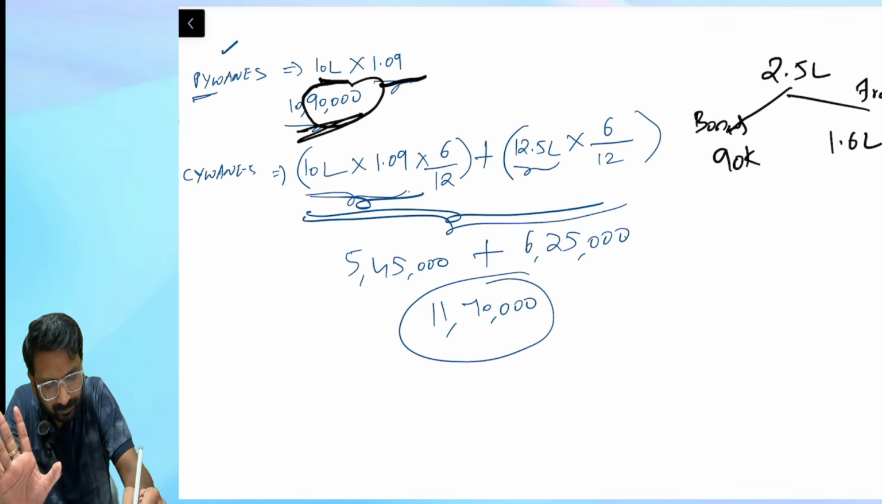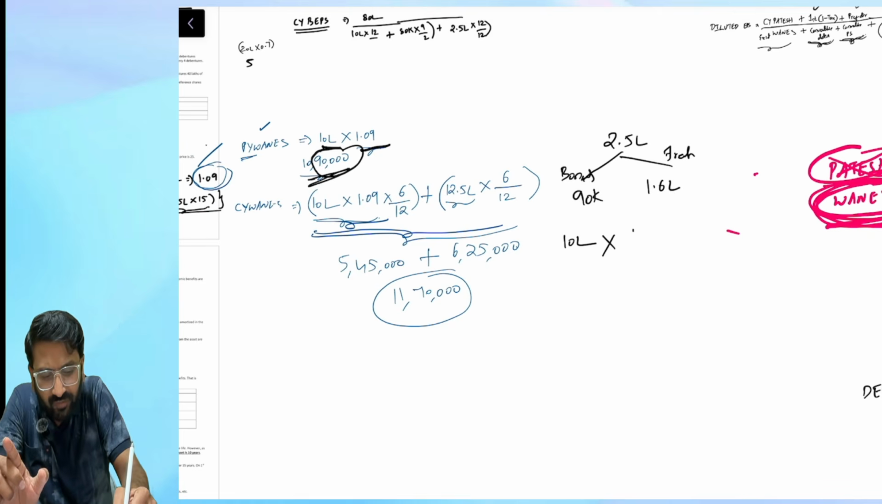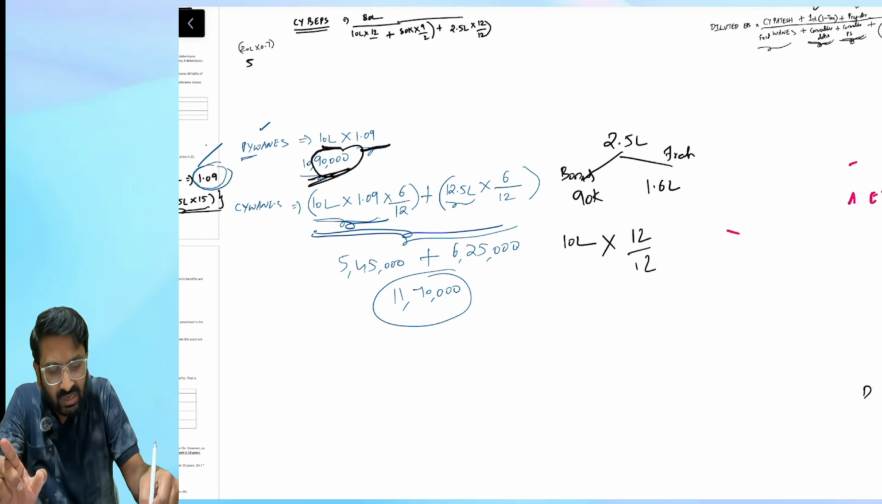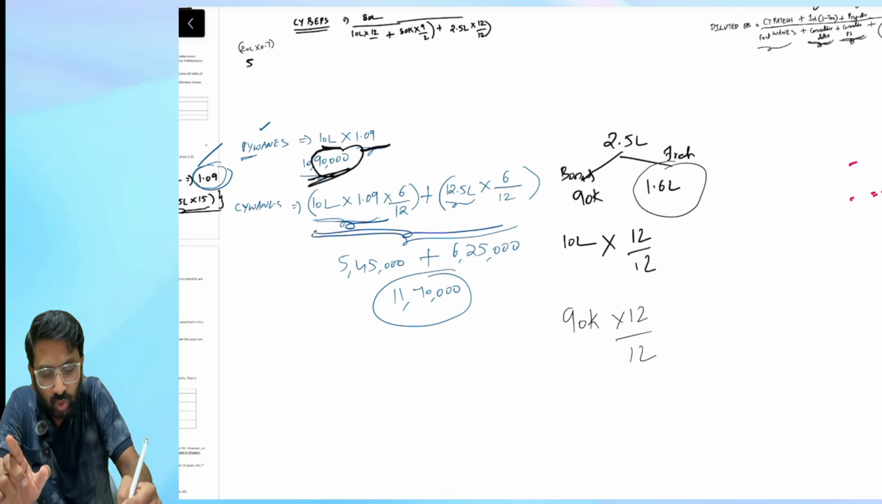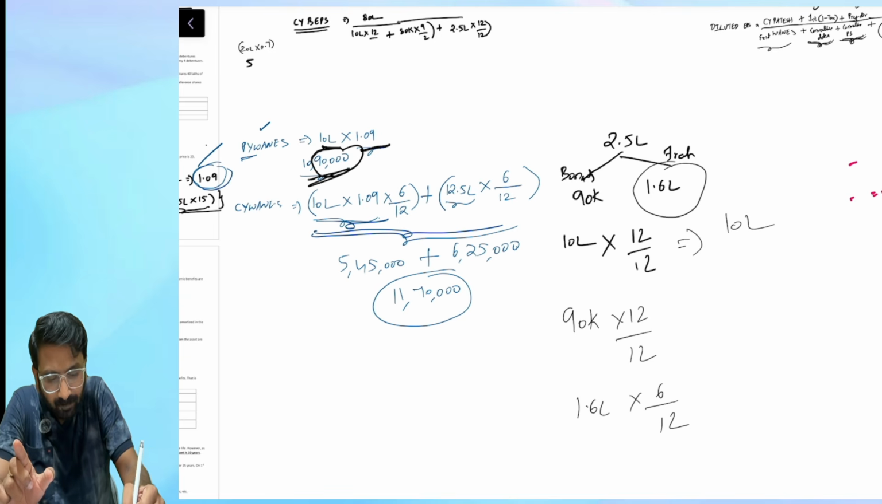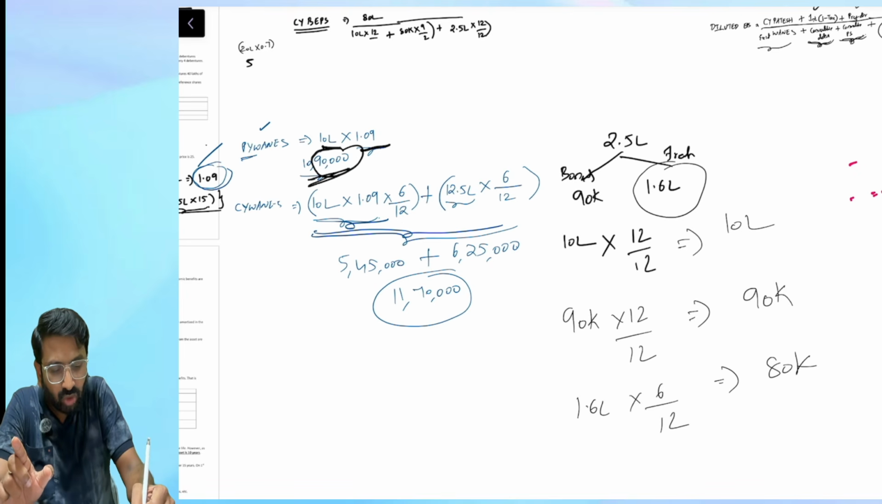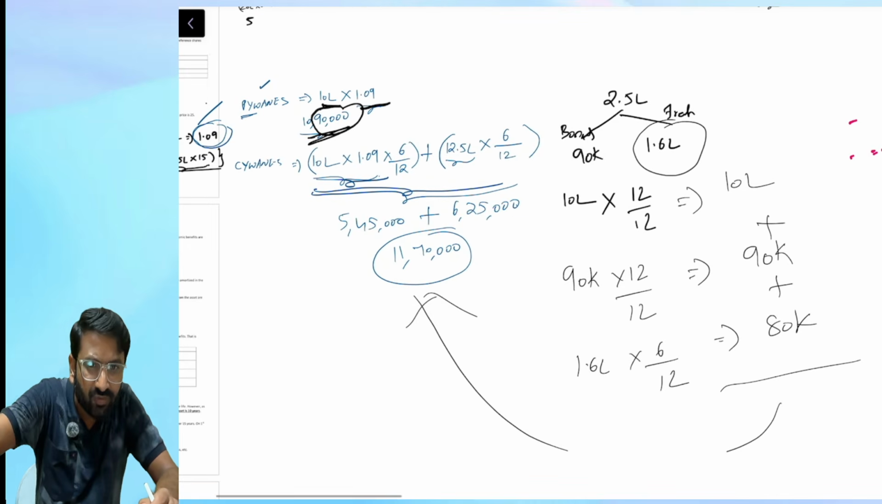Now, in our question, the opening balance of shares is 10 lakh. This 10 lakh I should take for the full 12 months, so 10 lakh into 12 by 12. Next, we have bonus shares, so bonus shares also I should take 90,000 into 12 by 12. However, this fresh issue of 1.6 lakh I should take only for 6 months. If I simplify all that, can I say 10 lakh plus 90,000 plus 80,000. So effectively, what is the current year WANES? 11.7 lakh. That is what I have put in the form of a formula.